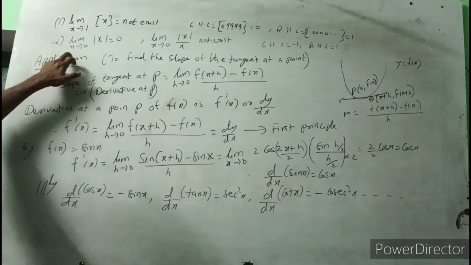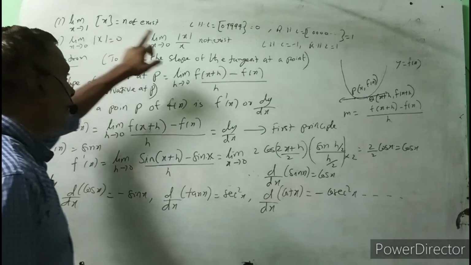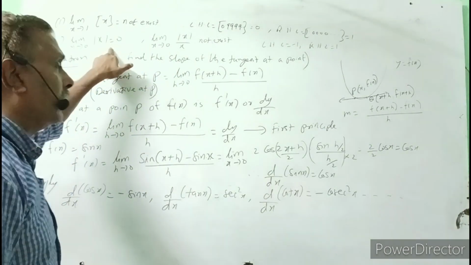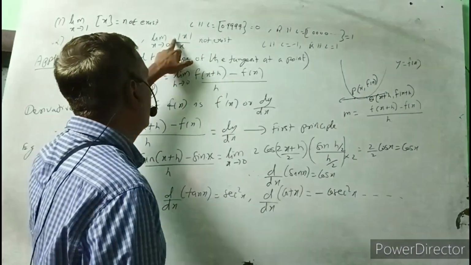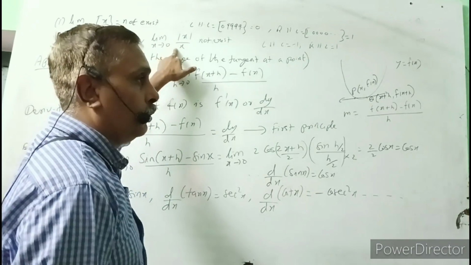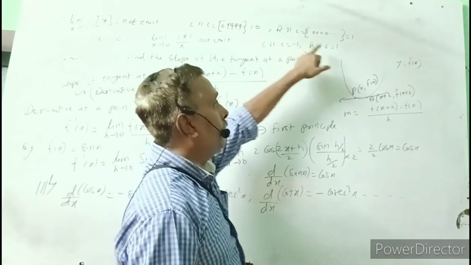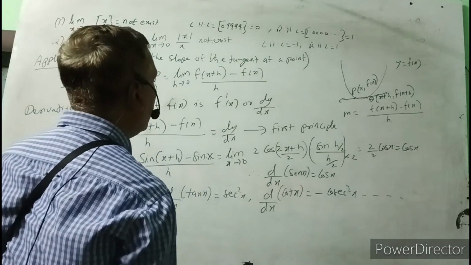Now similarly, modulus x if you are checking, it will become 0 only, limit exists. With LHL and RHL you can get the same result. But the signum function does not exist, because left side of 0 you know is minus 1 and right side of 0 you know is 1. LHL is minus 1, RHL is 1. So such functions do not have limits.